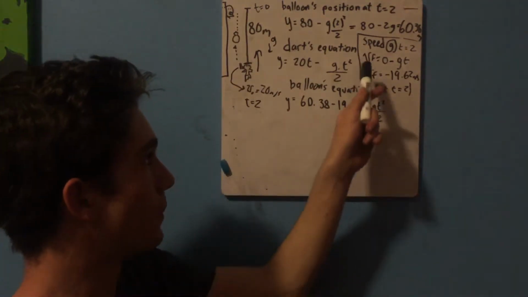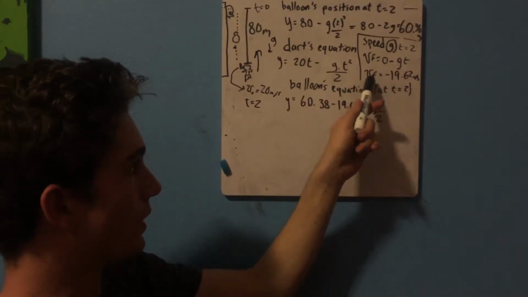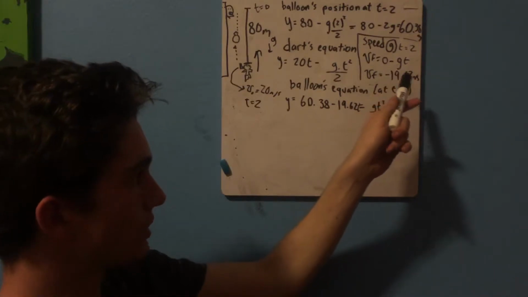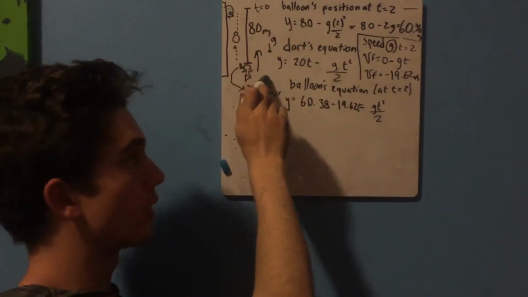So we're going to use the formula: final velocity equals initial velocity minus gt. So we get final velocity equals minus 19.62 meters per second. It's going downwards because our reference direction is upwards.